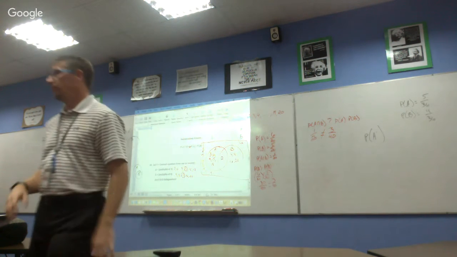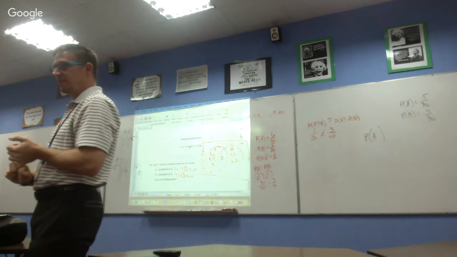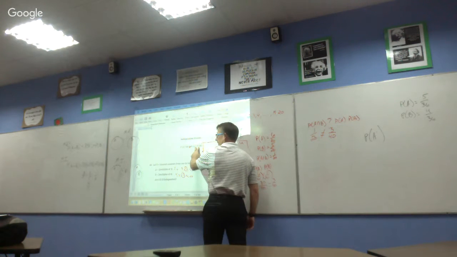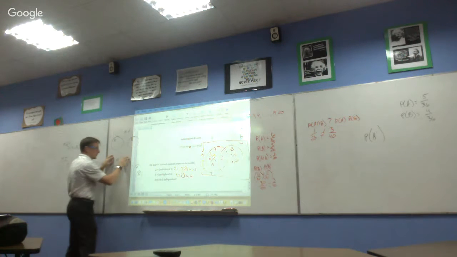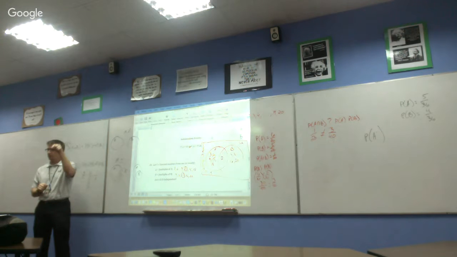So if we know events are independent, then we multiply. If they're mutually exclusive, then we add. If they're mutually inclusive, then we add and subtract the overlap. But in the mutually inclusive case, I also have to figure out if they are independent or not.